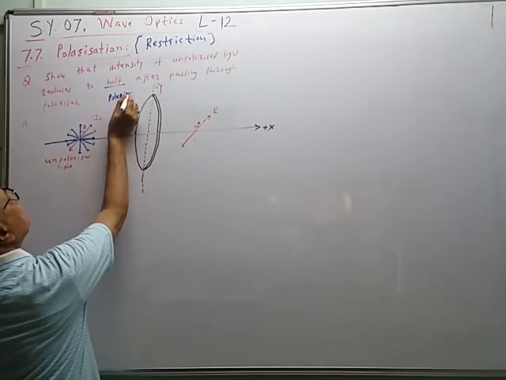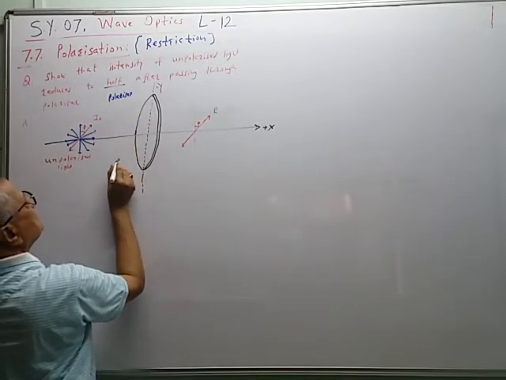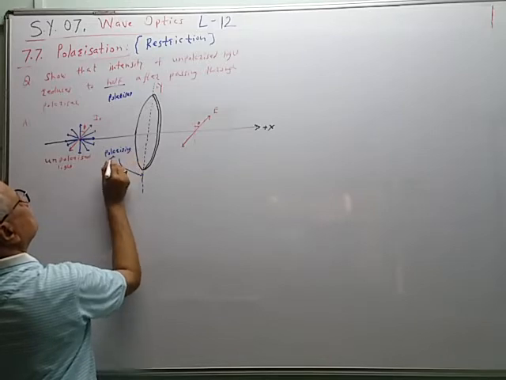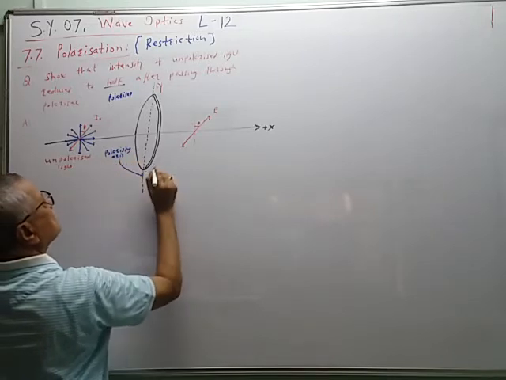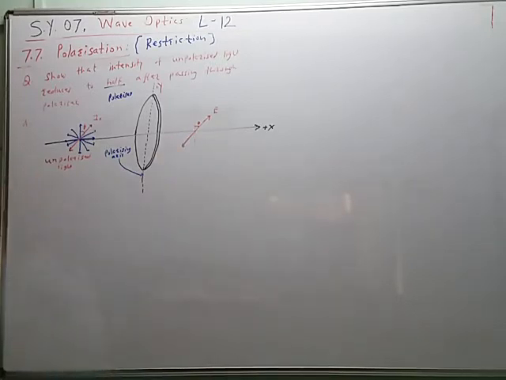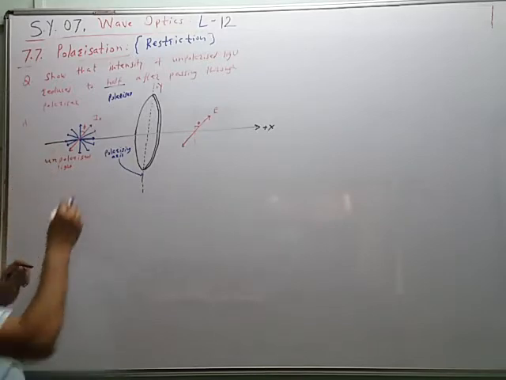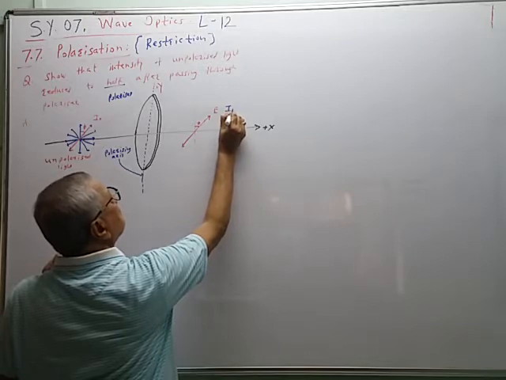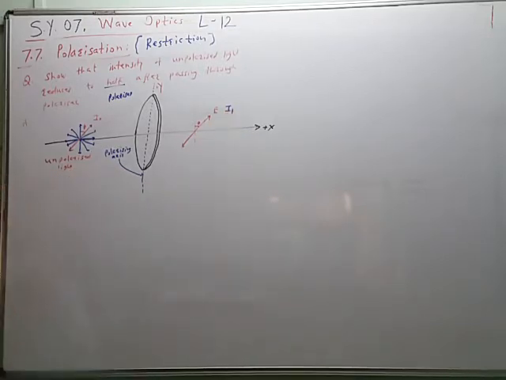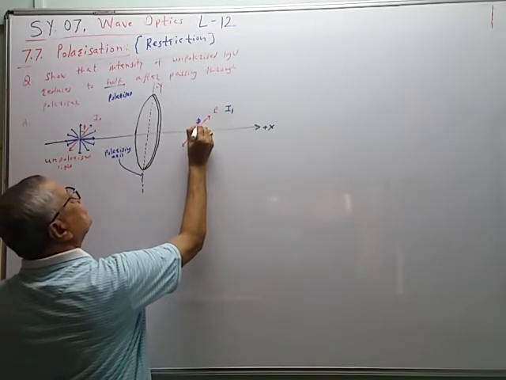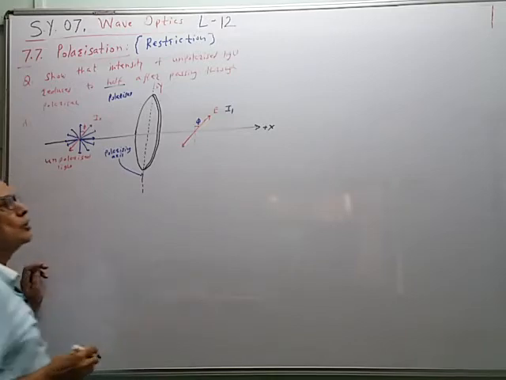It produces plane polarized light. This is the polarizing axis. So this is also a polarizing axis, like this. The intensity of the transmitted light in the direction making an angle phi with the polarizing axis is I1. So we have to show that I1 is equal to I0 by 2.